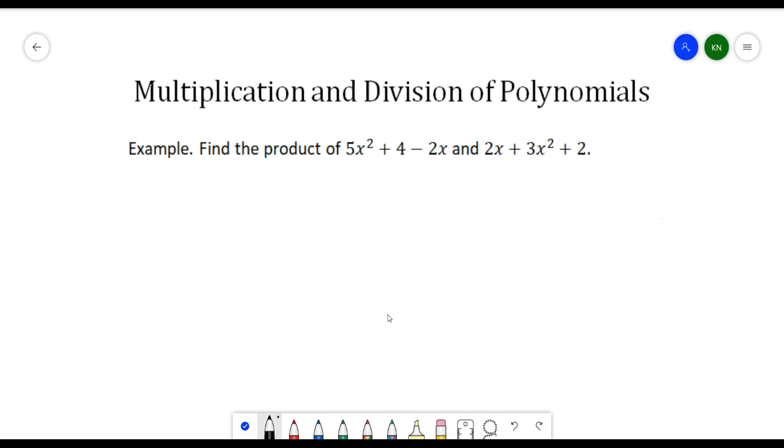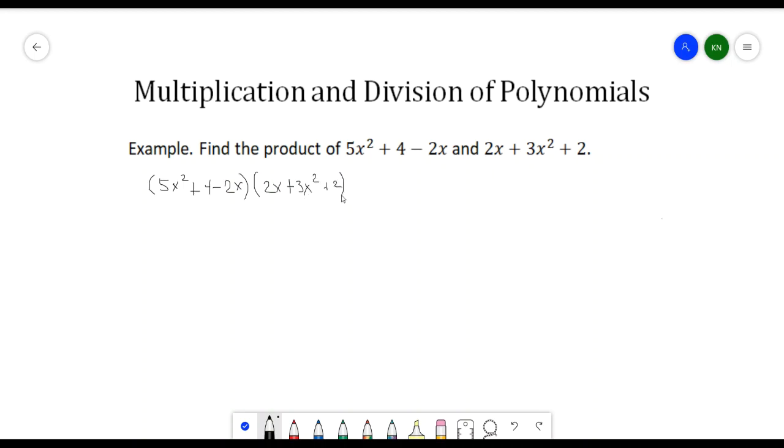So now we'll move on to the discussion of the multiplication and division of polynomials. So we have here the example, find the product of 5x squared plus 4 minus 2x and 2x plus 3x squared plus 2. So basically, we'll just have to rewrite this one inside the parenthesis. Our multiplicand is 5x squared plus 4 minus 2x multiplied by 2x plus 3x squared plus 2.